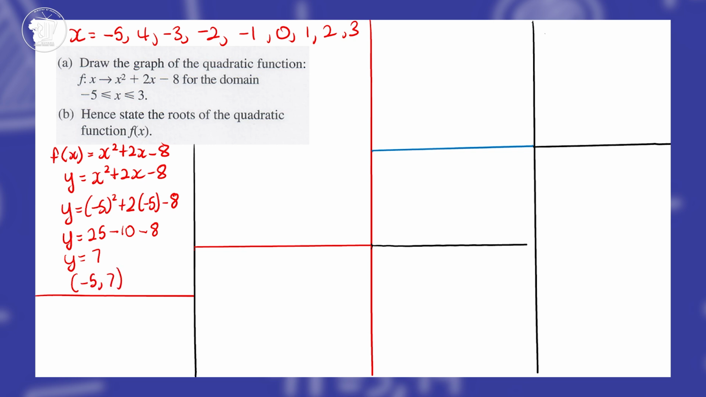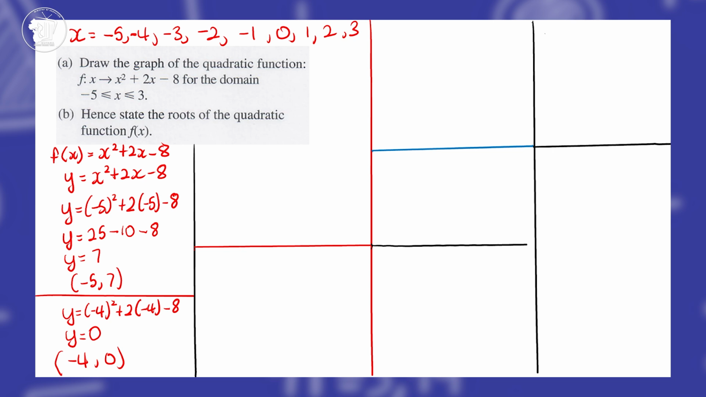Now we want to move on to negative 4. So y is equal to, instead of x squared, negative 4 squared plus 2 times, instead of x, negative 4, minus 8. So we can punch this in a calculator. Negative 4 squared would be 16, 2 times negative 4 would be minus 8. So 16 minus 8 minus 8 would give us 0. So y is equal to 0. Hence our coordinates here would be negative 4 and 0.